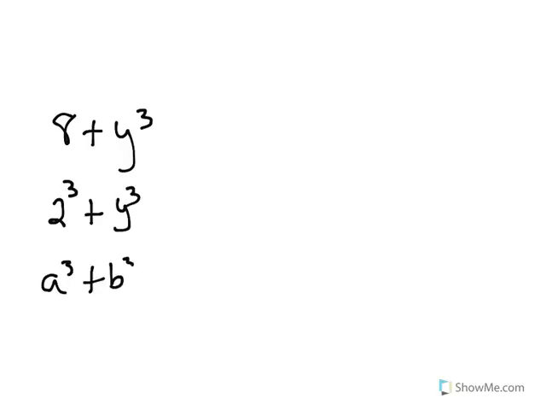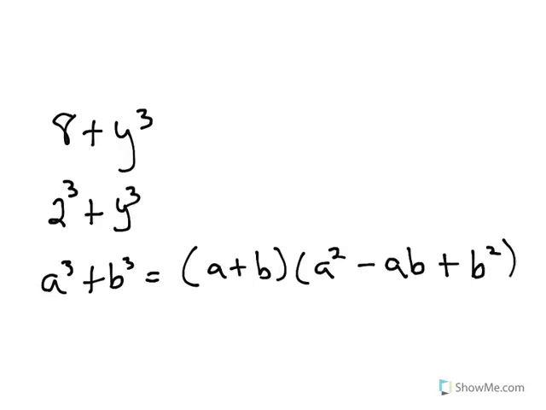So for example, we are going to factor 8 plus y to the third. 8 is a perfect cube. It can be written as 2 to the third power plus y to the third power. Now remember, our formula said a to the third power plus b to the third power equals a plus b times a squared minus ab plus b squared. So we're going to fill that in.